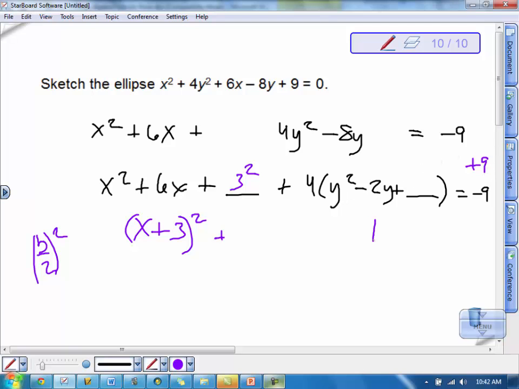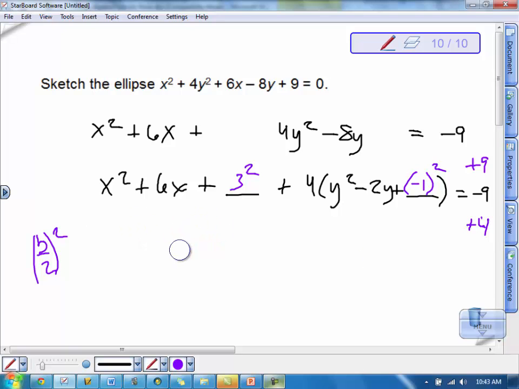So I'm going to add b over 2 squared to this one, in which case this is negative 2 over 2, which is just negative 1 squared. So it's negative 1 squared, which is really just 1. But I can't just add 1 to the other side because there's this 4 here. And so when I add 1 inside the parentheses, what I'm really adding is 4 to the left-hand side. So I need to add 4 to the right-hand side as well, because I added 4 to the left side. I've got to add it to the right.